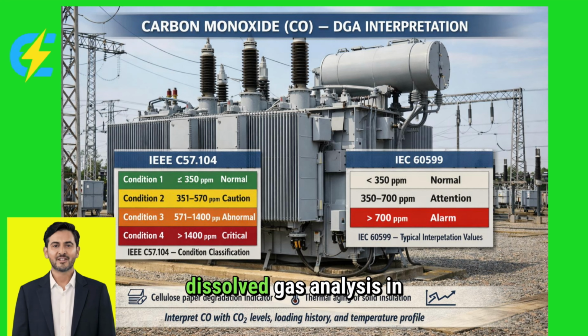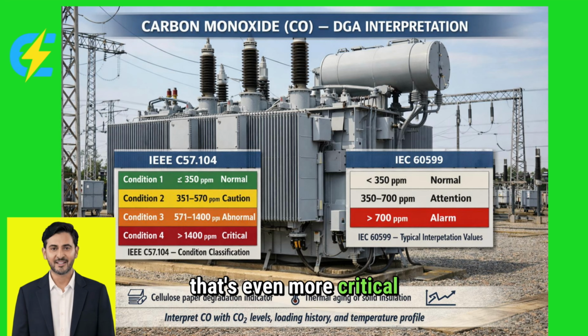When we talk about dissolved gas analysis in power transformers, most engineers focus on the usual suspects: hydrogen, methane, acetylene. But there's one gas that's even more critical, and it tells a completely different story. We are no longer talking about oil alone. Today, we're talking about paper insulation health. And the key gas here is carbon monoxide.